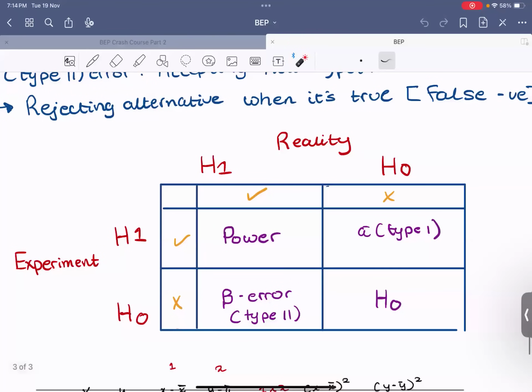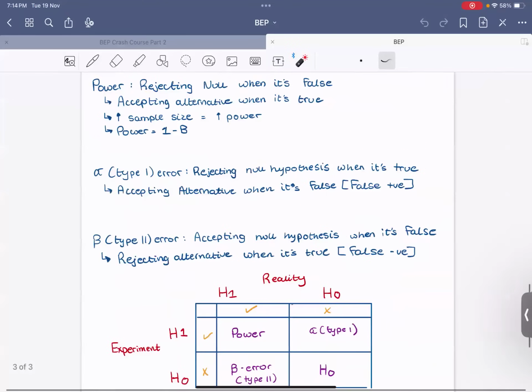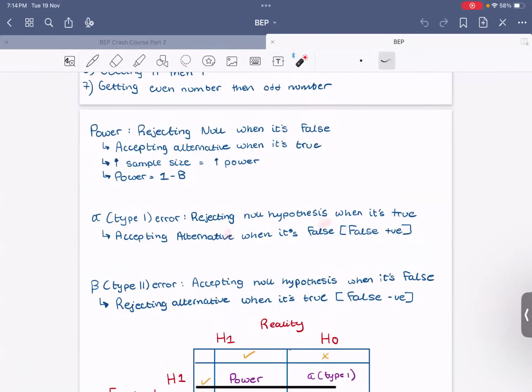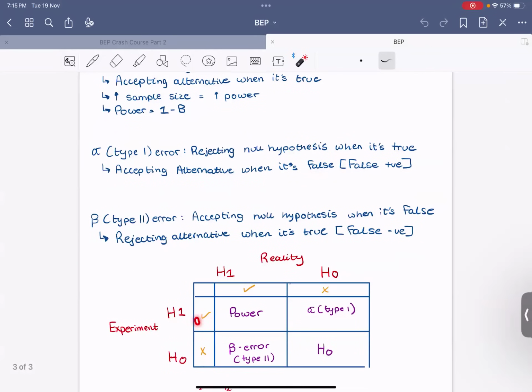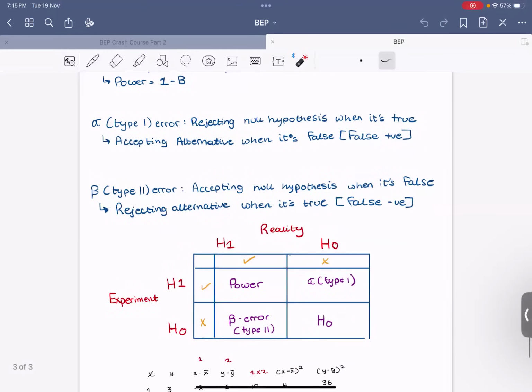Now, on the other side, we have alpha. Wait, no, alpha. I'm sorry, guys. Alpha is rejecting the null hypothesis when it's true, which is accepting the alternative hypothesis when it's false. So we're accepting the alternative hypothesis in our sample when it's actually false in the population. This is a false positive, basically. The beta error is a false negative. It's not negative, but we interpret it as negative. In this case, it's not positive, but we interpret it as a positive effect. So you get it.